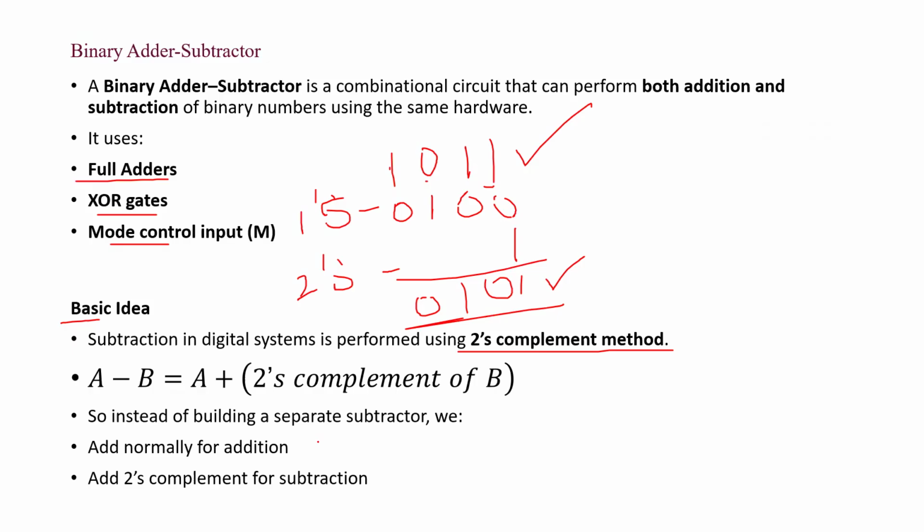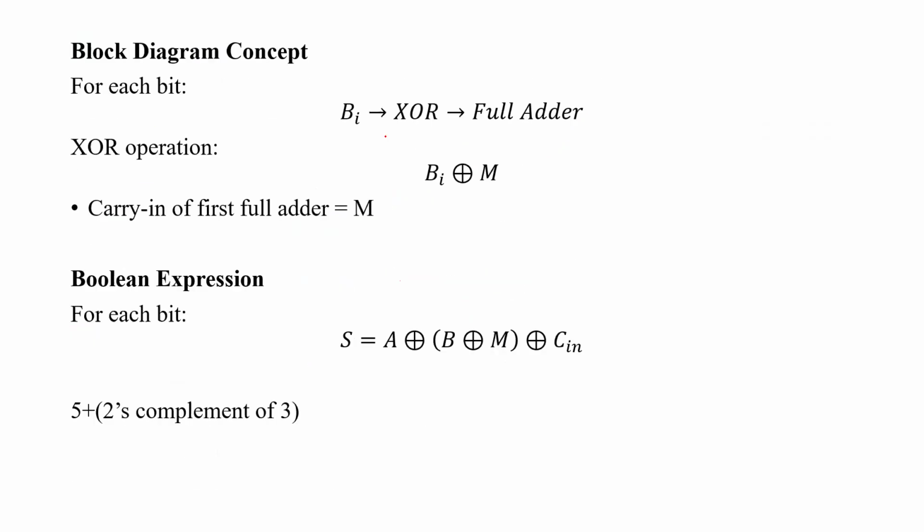So instead of building a separate subtractor, we add normally for addition, and use 2's complement for subtraction. That we'll see in the example itself. Now, for example, I am giving 1 0 1 1 and 0 1 0 1 for the binary adder-subtractor. This is addition, not a problem, with the same concept we can do it. M equal to 0 means it will automatically move on to addition.